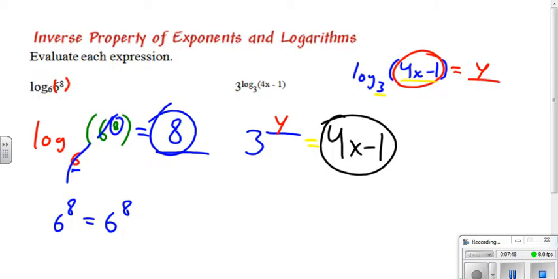3 to the power of log base 3 of 4x minus 1. So basically what we're getting at here is, in this first case, if you have the same base and answer to a power, those all cancel and you're just left with your answer. Same thing here. If you start with a base and put it to the power of a log, those all cancel, and that's your answer.